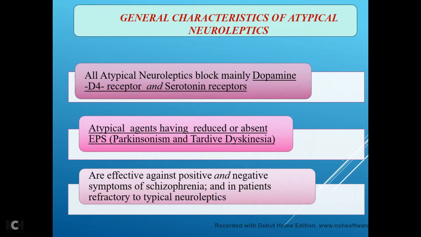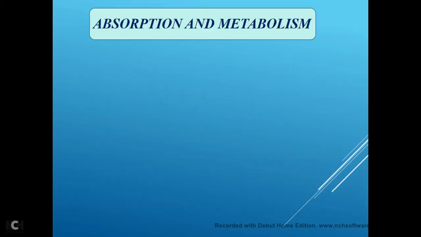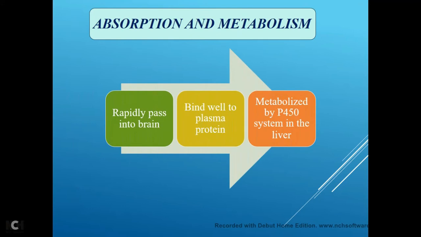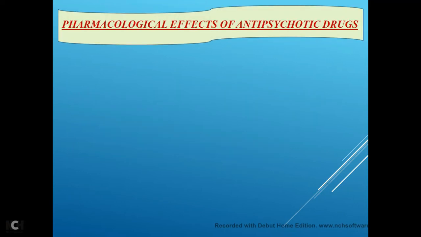All atypical neuroleptics block mainly dopamine D4 receptors and serotonin receptors. Atypical agents have reduced or absent extrapyramidal symptoms. They are effective against positive and negative symptoms of schizophrenia and in patients refractory to typical neuroleptics. Absorption and metabolism: they rapidly pass into the brain, bind well to plasma protein, and are metabolized by the liver.